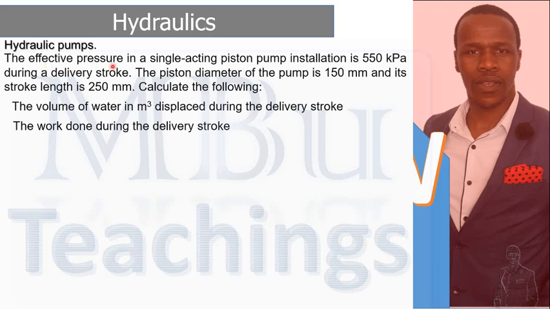The effective pressure in a single acting piston pump installation is 550 kilopascals during a delivery stroke. The piston diameter of the pump is 150 millimeters and its stroke length is 250 millimeters. So we are given stroke length, we are given the diameter, we are given the pressure. So we can get the area, we can get the volume with these 2, and we can get the pressure with those 3. So the work done with those 3. Okay, so let's read further.